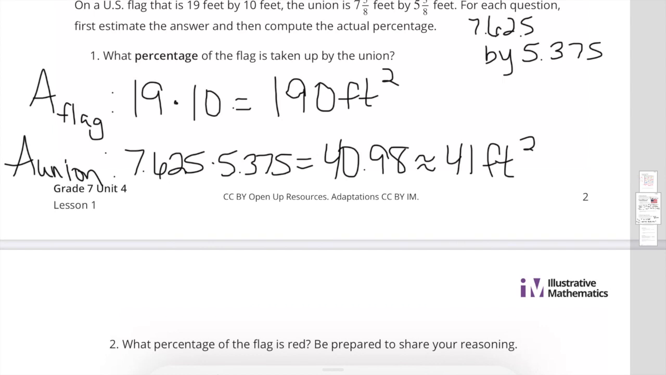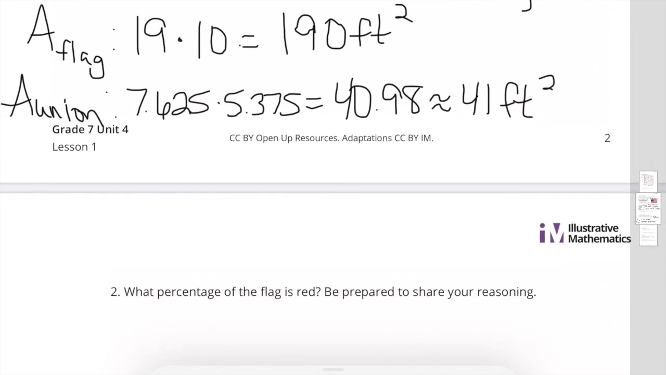So if the union is 41 square feet and the flag is 190 square feet, what percentage would 41 feet be? Okay, so there's a couple different ways we can do this. One way would be to set up a proportion. We have not learned that quite yet, but I will show you.